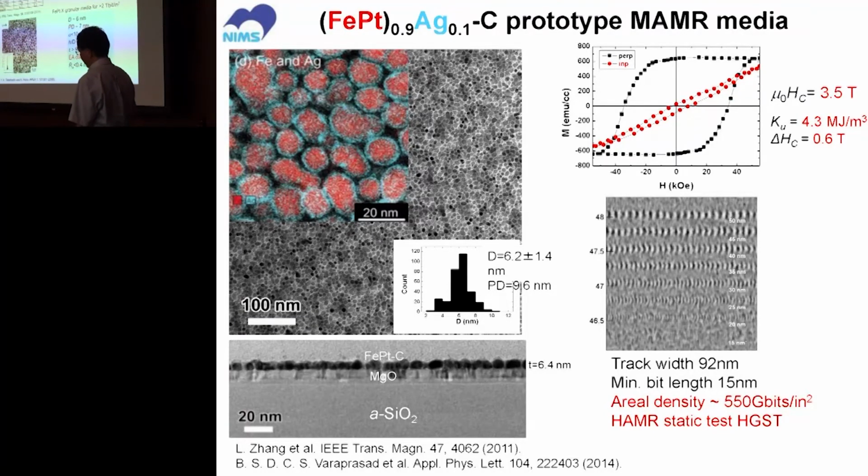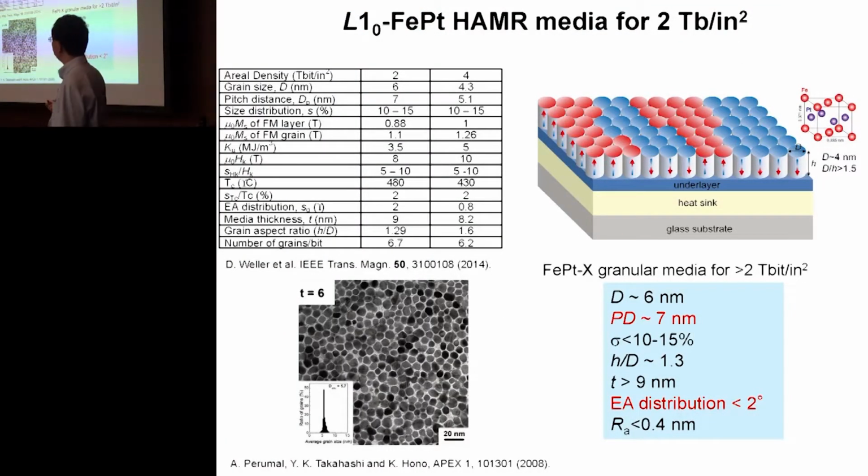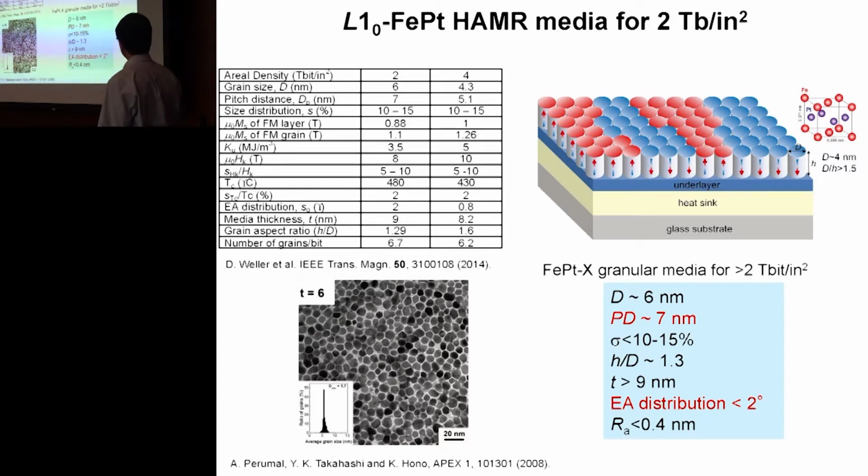But after that, ASTC studied what the specification is for 2 terabit per square inch recording and 4 terabit per square inch recording. And for the time being, we don't have to worry about 4 terabit per square inch because it's too far. So let's look at the requirement for 2 terabit per square inch. And these are the highlights of the specification. The diameter of the grain should be around 6 nanometer, and the center-to-center pitch distance should be around 7. And size distribution should be less than 10%, and the aspect ratio has to be 1.3.